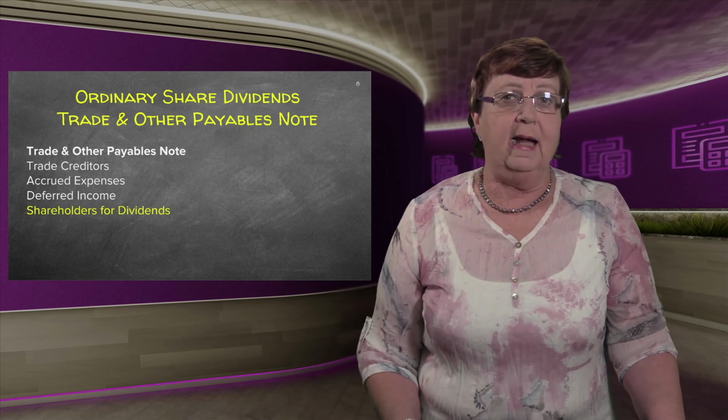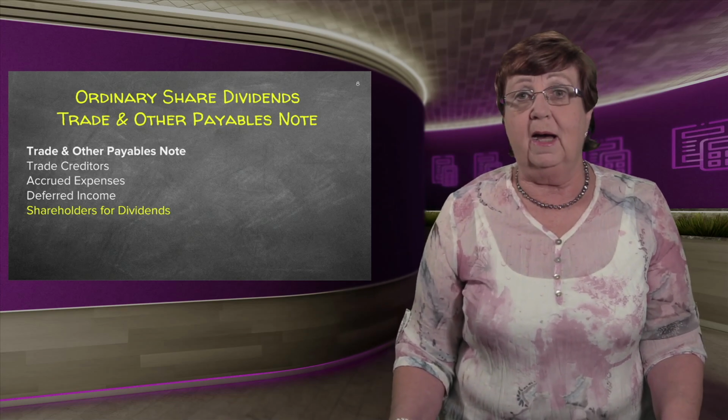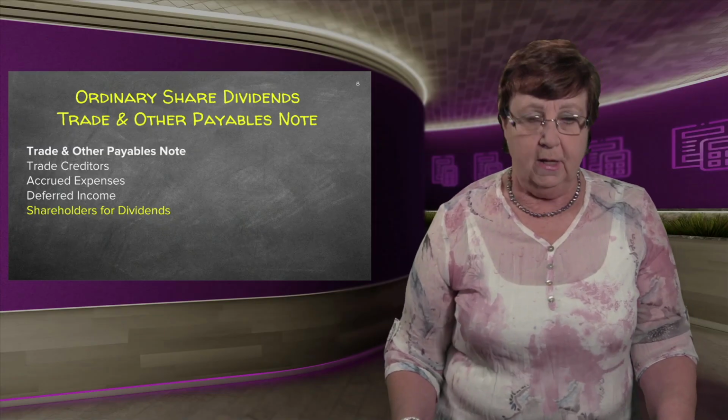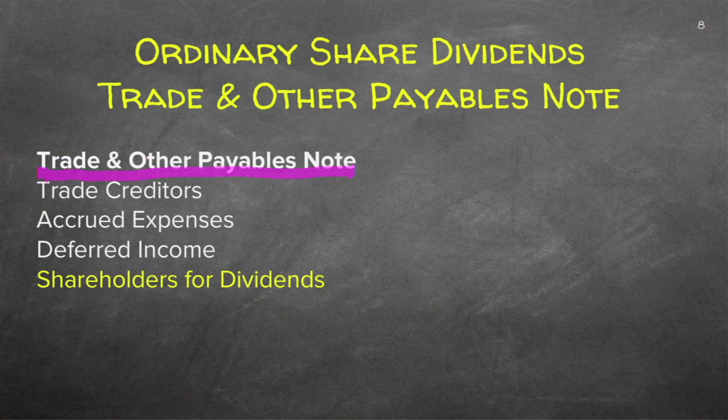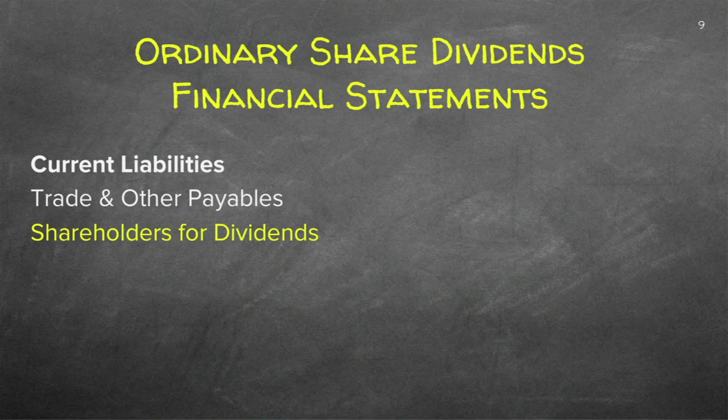So let's go back and look at what it would look like in my trade and other payable note. So here I have trade and other payable note. I've got my normal trade creditors, accrued expenses, deferred income, which is the standard first three items. And then I'm going to add shareholders for dividends. And it's as simple as that. Alternatively, I could go to the current liability section of my balance sheet, and I've got trade and other payables, and now I'm adding shareholders for dividends.